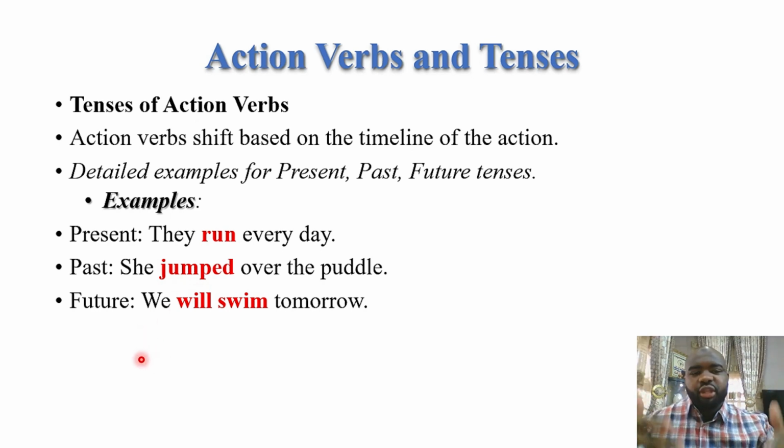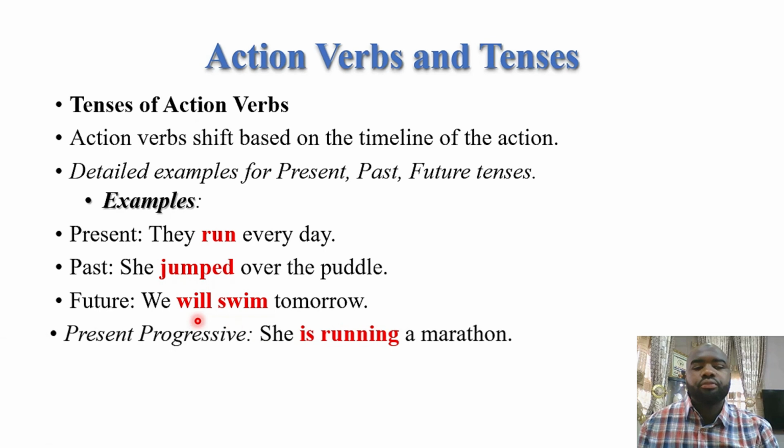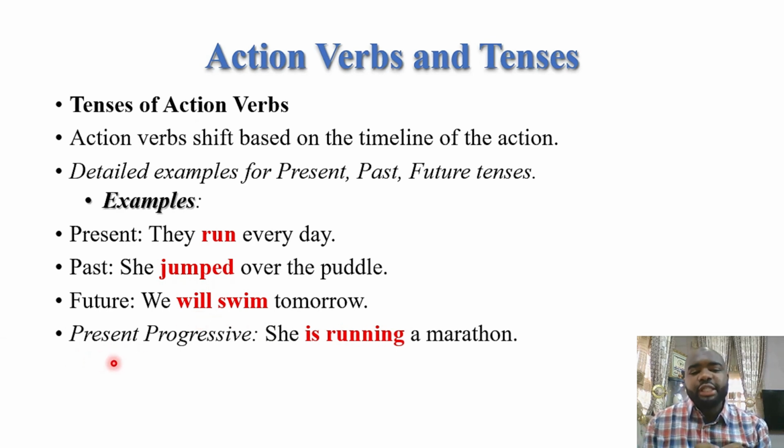Future: something that will happen in the future, something that is yet to happen. We will swim tomorrow, signifying that when tomorrow comes, we will swim. It is yet to happen. We also have present progressive, something that is happening right now. She is running a marathon. Currently speaking, she is doing what is said, running a marathon.